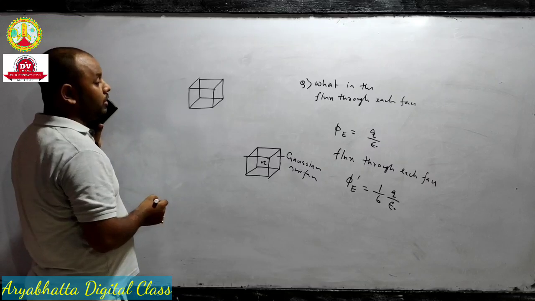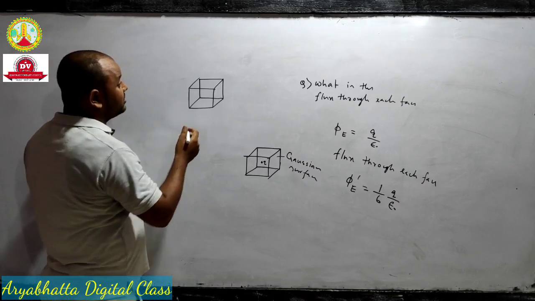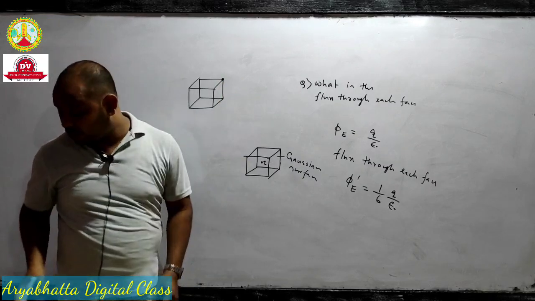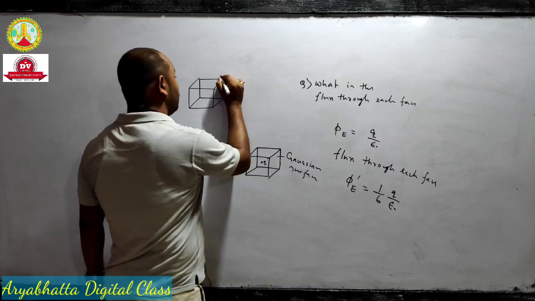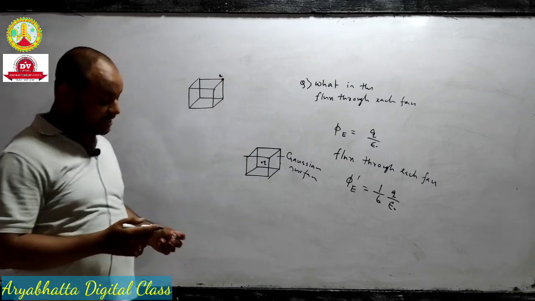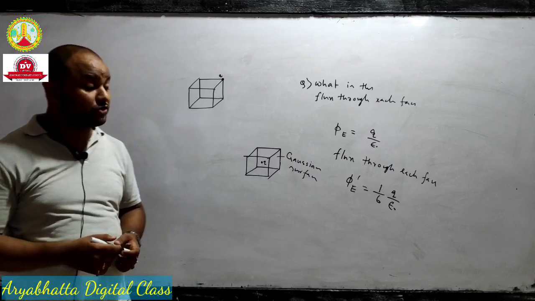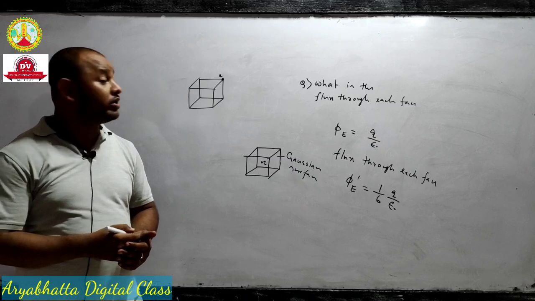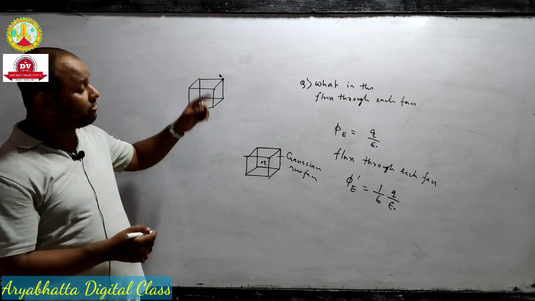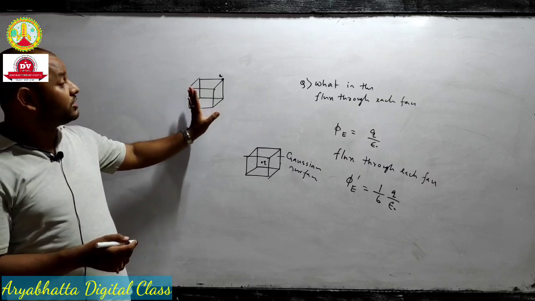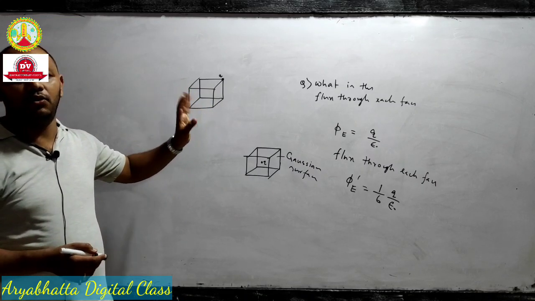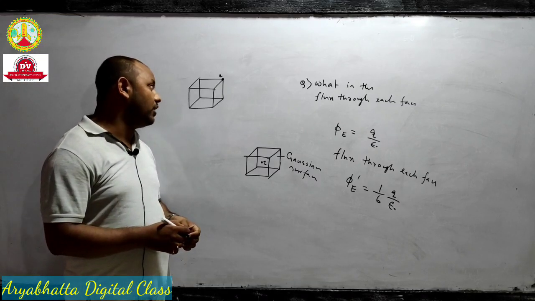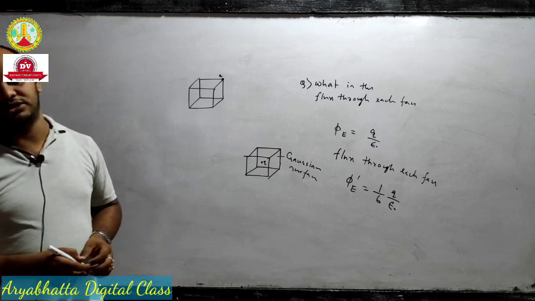If this is our cube, and the point source is on the vertices, now what happens? When the point source is at the center of the cube, then the flux through its face is how much? 1 by 6 into Q by epsilon naught. If the point source is on the vertices, then what will be the value of flux through its face?